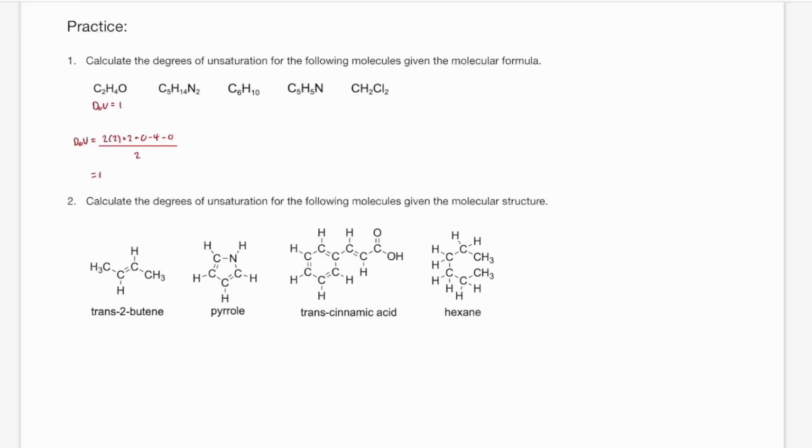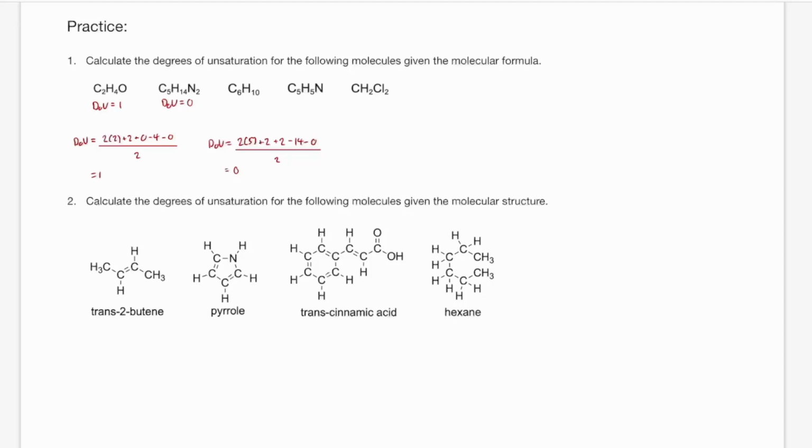In C5H14N2, there are 5 carbons, 14 hydrogens, and 2 nitrogens, but 0 halogens. Plugging these values into our formula, we get the degrees of unsaturation equal to 2 times 5 plus 2 minus 14 minus 0, all over 2, which gives us a final value of 0. Hence, we can conclude that the molecule has 0 degrees of unsaturation.